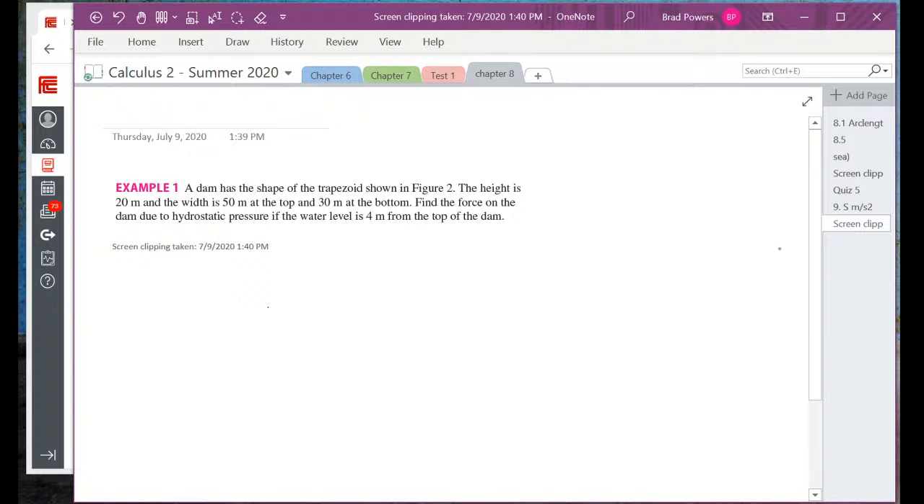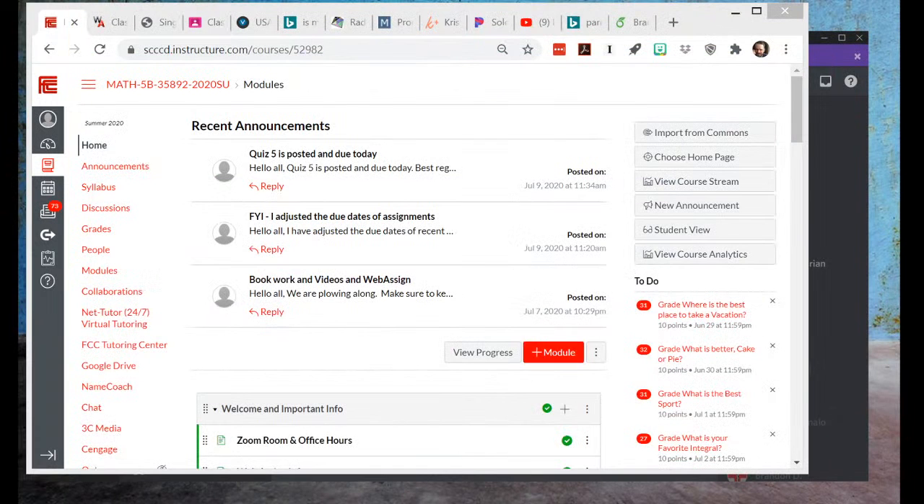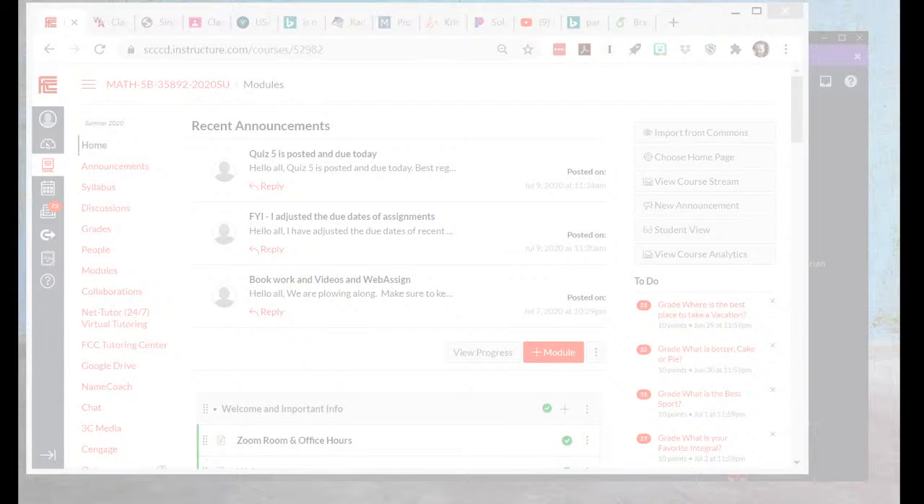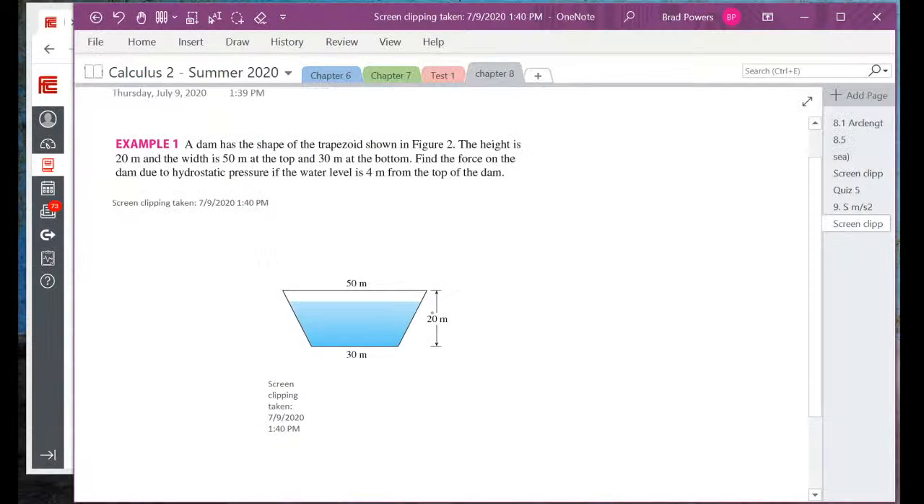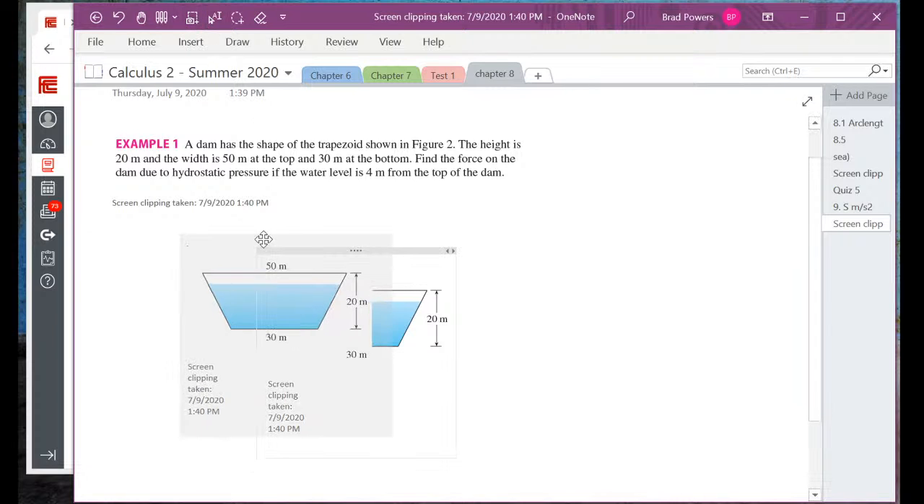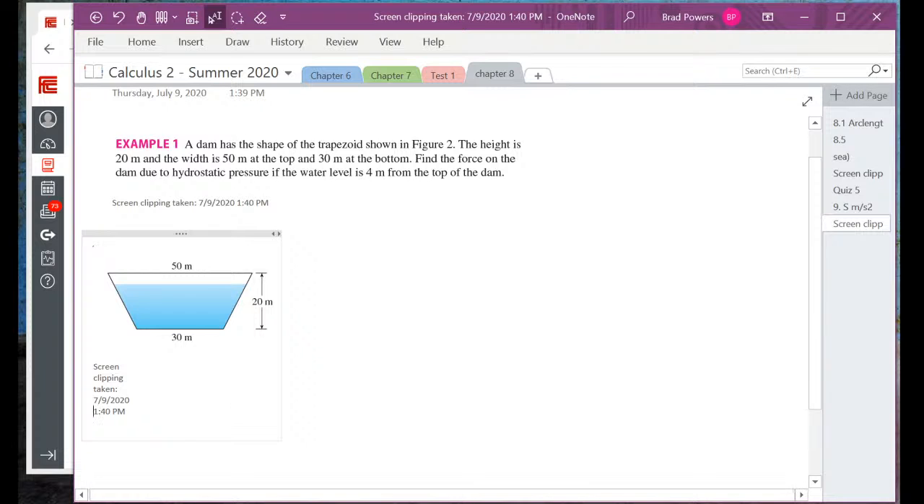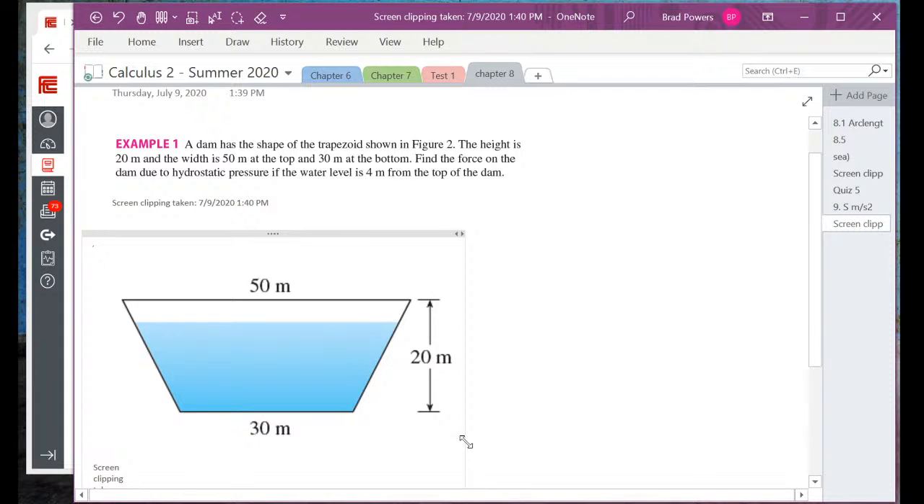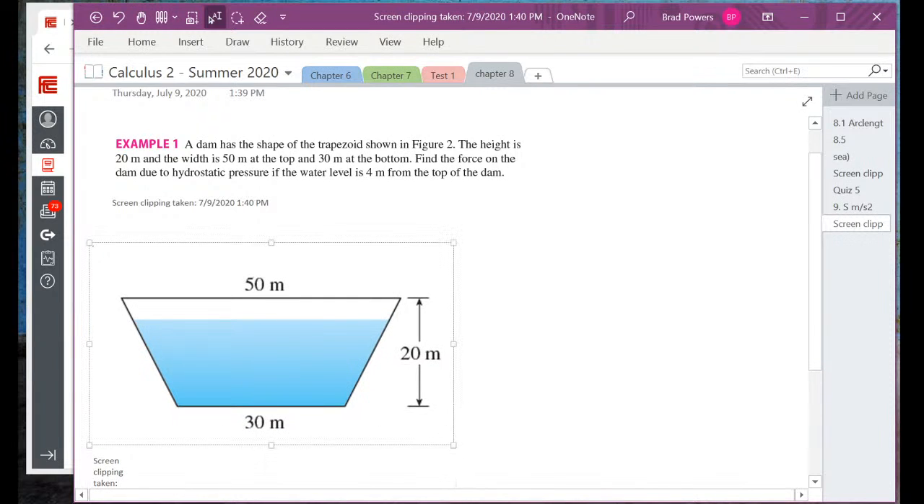So a dam has the shape of a trapezoid shown in figure 2. And I guess I could go ahead and snip that too, save myself some time and save you guys from seeing my terrible drawings. They're not that terrible. They're not great. Here we go. Okay. So this would be our picture that I want to make bigger, because the bigger the better. Oh, a nice big picture to work with.